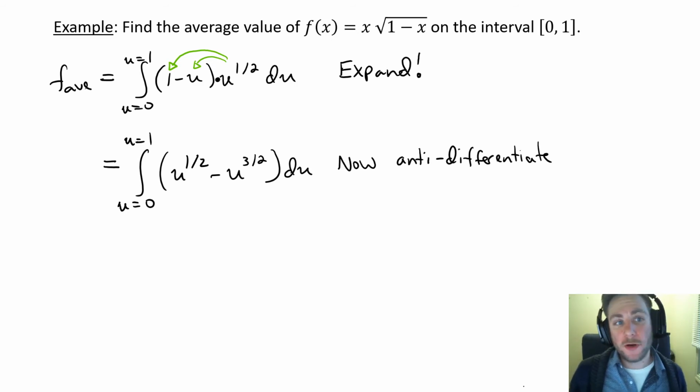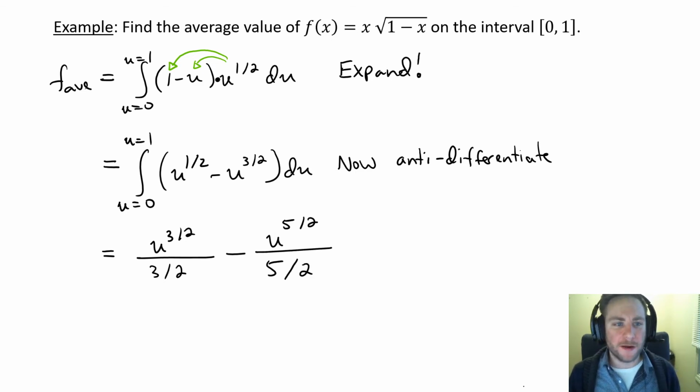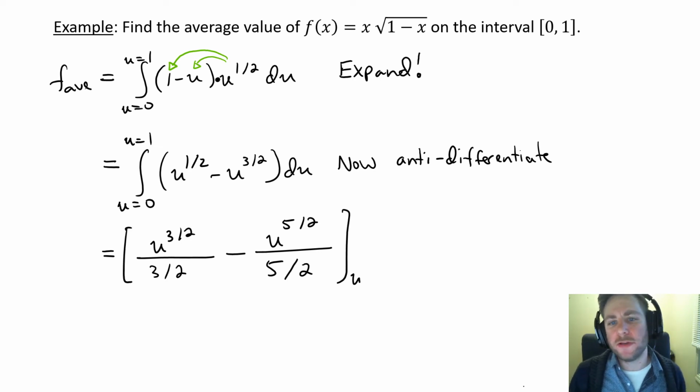So if you remember how to antidifferentiate, for u to the half, the power rule says to increase the exponent by 1, so we would get u to the 3/2, and then you would divide by that exponent. The same method can be used for the second term, where u to the 3/2 will become u to the 5/2. We don't need the integral symbol anymore since we've now taken our antiderivative, but don't forget that this entire expression still needs to be evaluated at u equals 0 and u equals 1.